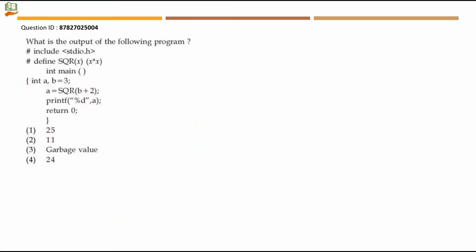Next question. What is the output of the following program? Hash include stdio.h. Then we have something called hash define. The hash define directive tells the compiler to substitute the function macro whenever it sees the function name. So what is inside the function macro? You have to multiply x with itself. So sqr of x is x into x.